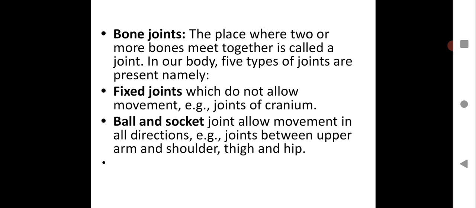So the ball and socket joint is present between upper arm and shoulder, thigh and hip. You have seen how the ball and socket system works, and because of that the movement of the shoulder, arm, thigh and hip is possible.